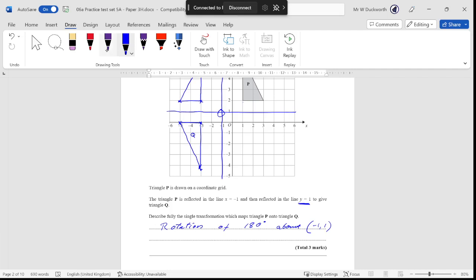And then the marks for that, I quite like these in terms of marking. It's 1 mark for rotation, 1 mark for 180 degrees, although I could accept half a turn, and then 1 mark for the point. So that's just 3 marks. Right, question 8.